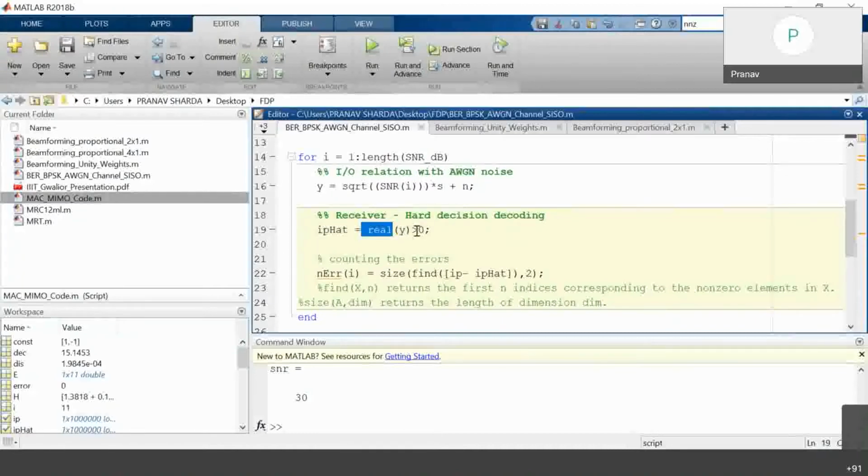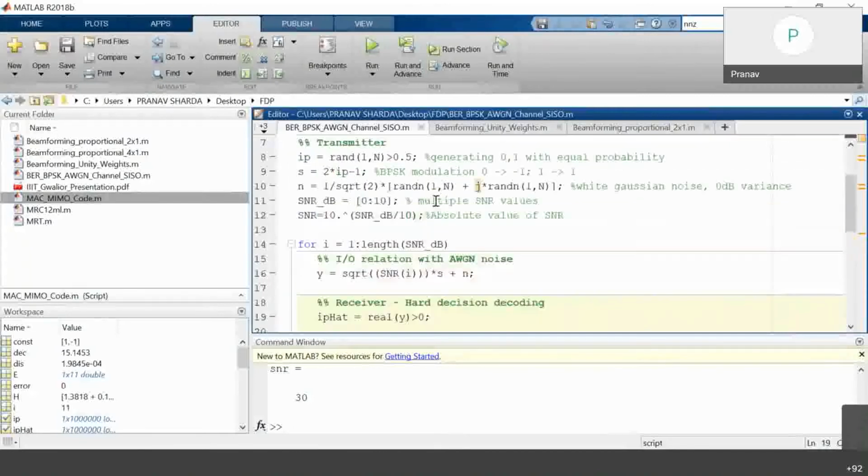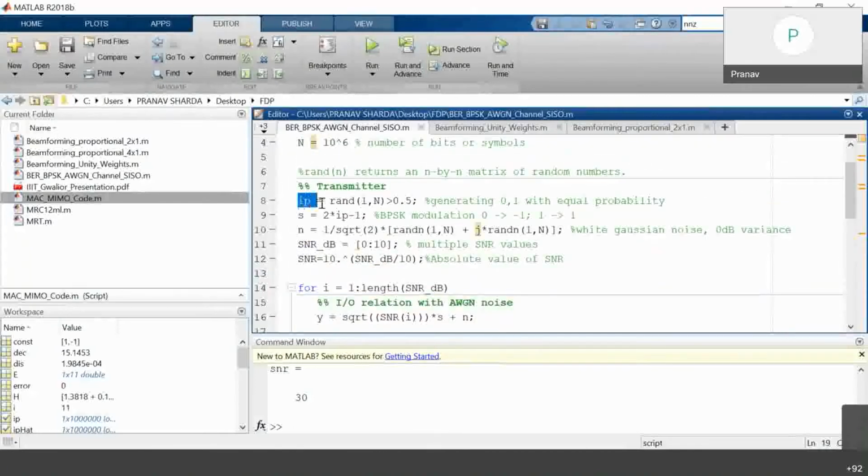And it has to be positive, greater than 0, because S is positive, S is +1 or -1. Binary value, it is taking binary value. Because IP, let me go back, IP is either 0 or 1. And S corresponds to a BPSK constellation symbol, which will have either 1 or -1 value. So 0 is mapped to -1 and 1 is mapped to 1.